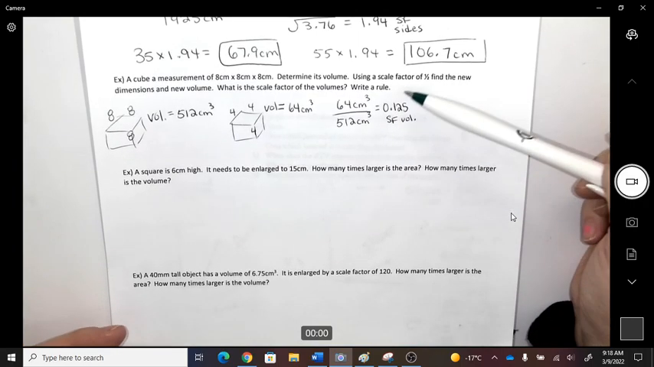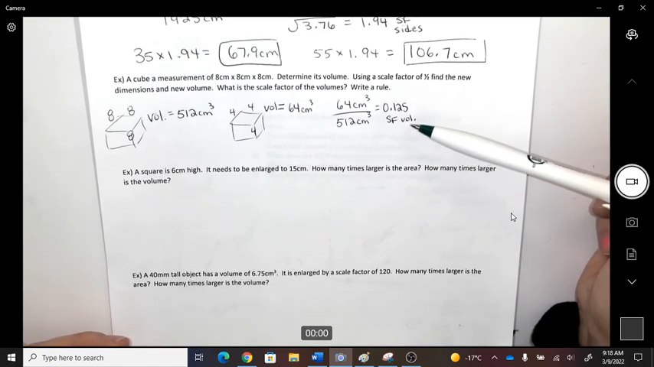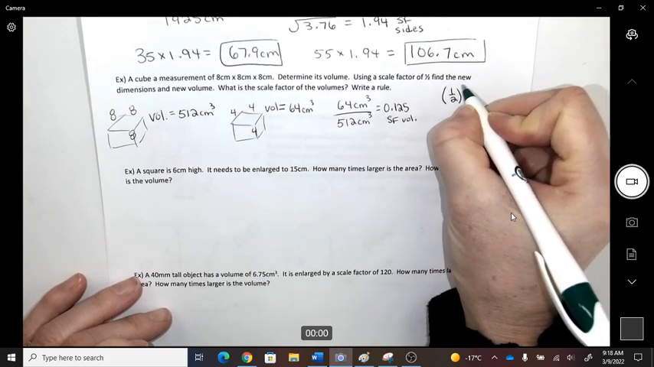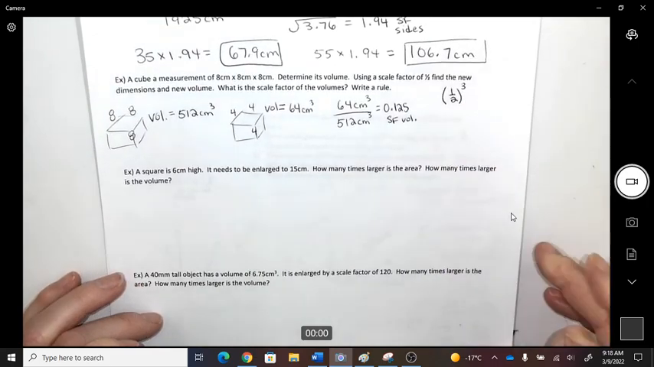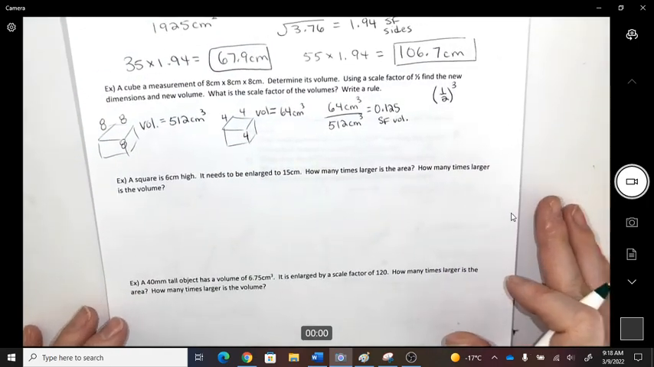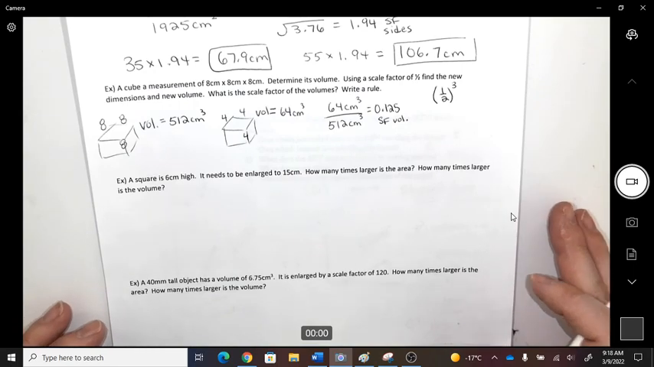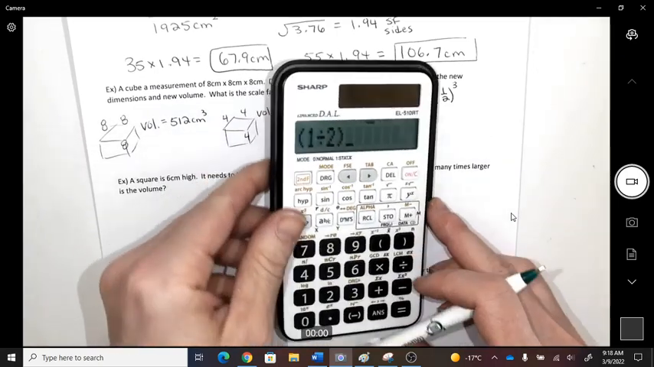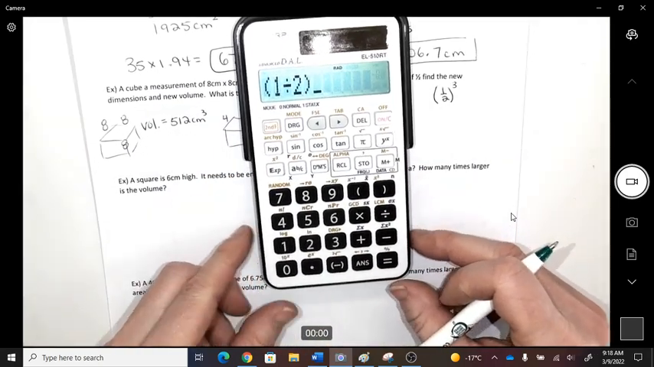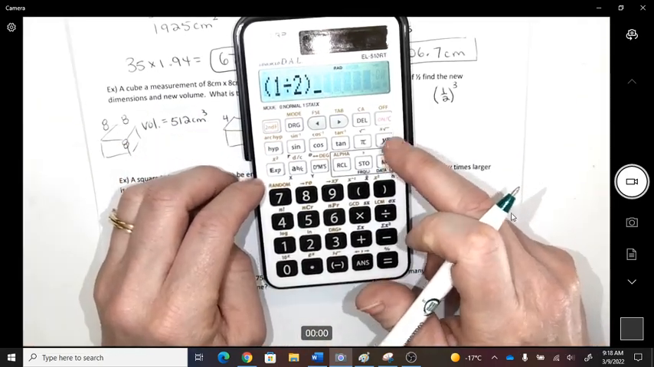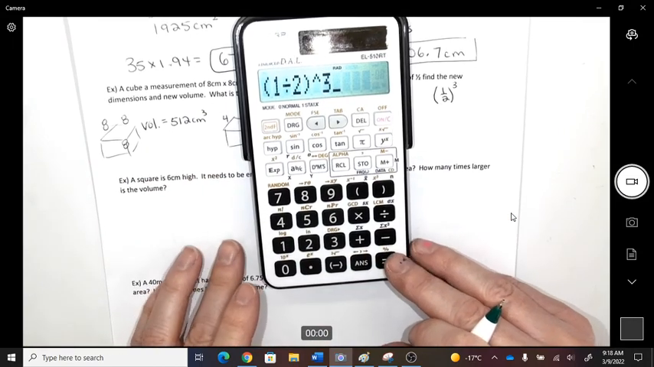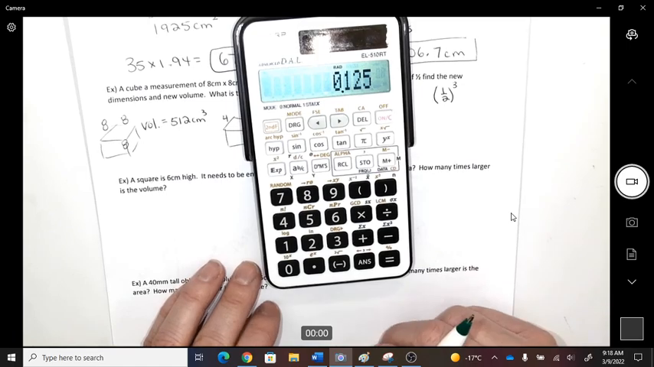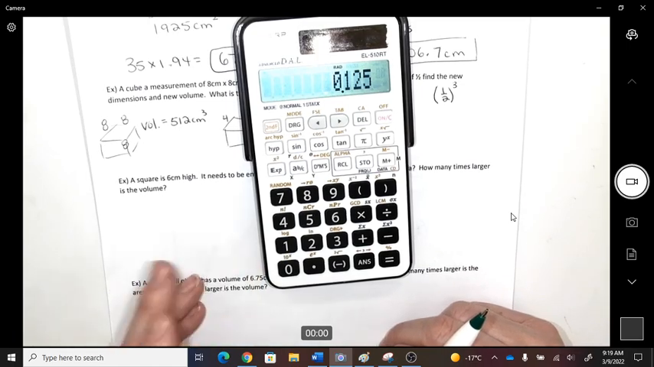So where did that come from? Can you try this in your calculator? Brackets. What is 1/2 cubed? So brackets 1/2, exponent 3. What's 1/2 cubed? Did you get 0.125? Which is 1/8.